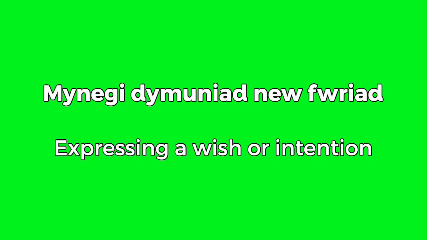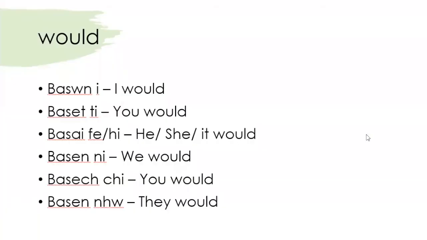Yn yr uned hon, dyn ni'n mynd i edrych ar fynegi dymuniad neu fwriad, expressing a wish or an intention. In order to do this, we're going to be using the conditional. Baswn i, I would. Here are the forms of the conditional.